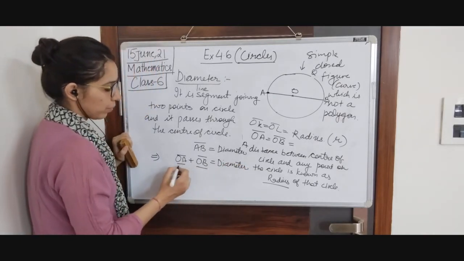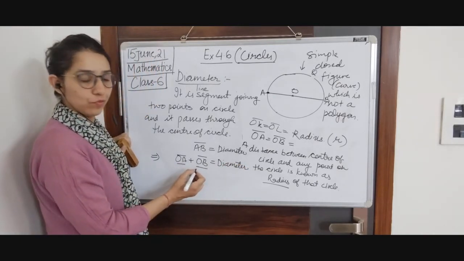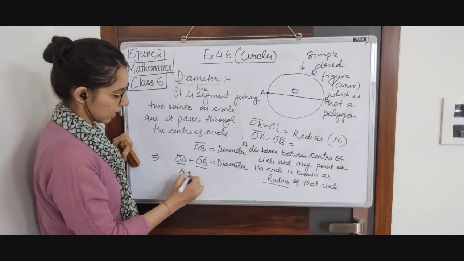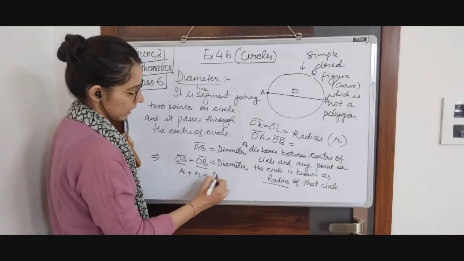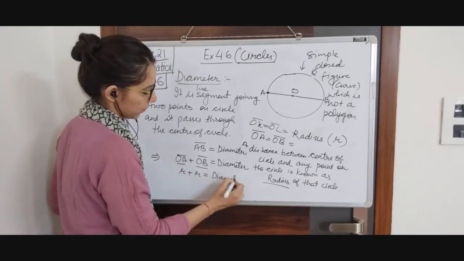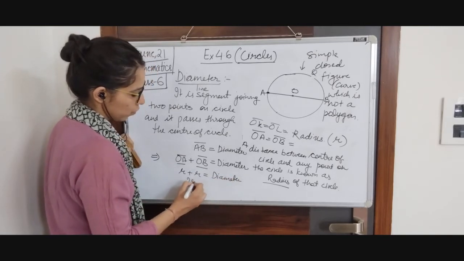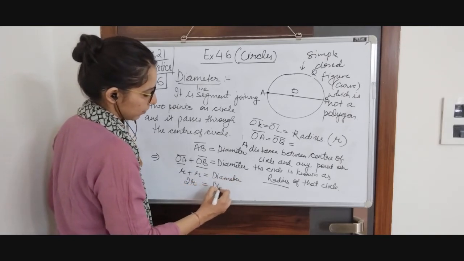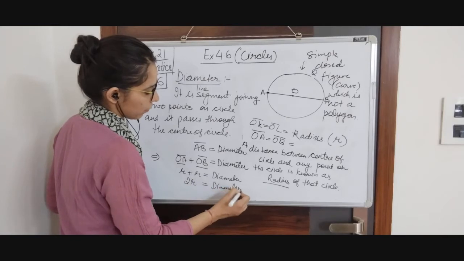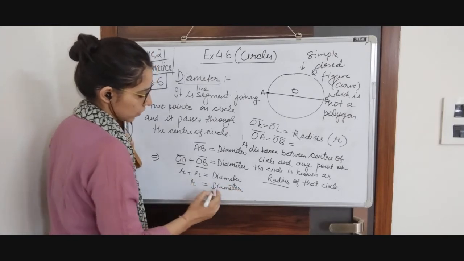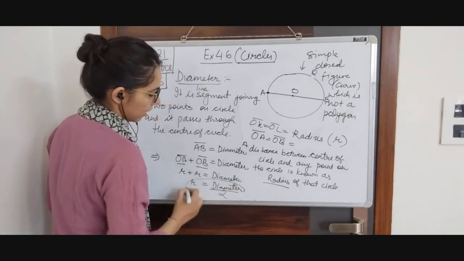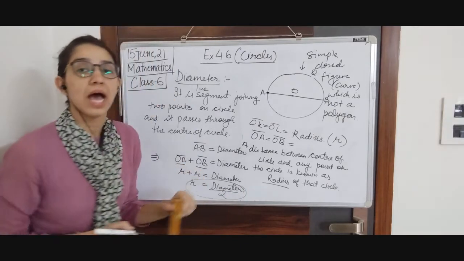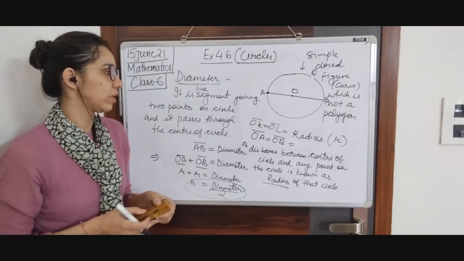OA and OB, and both of these are radii of the circle. We can say this is R and this is also R. Diameter, or you can say 2R is equal to diameter. In other words, we can say that radius is equal to diameter by 2. Radius is half of the diameter.